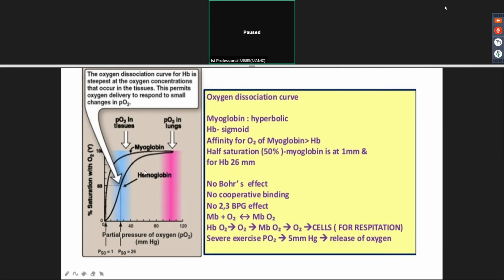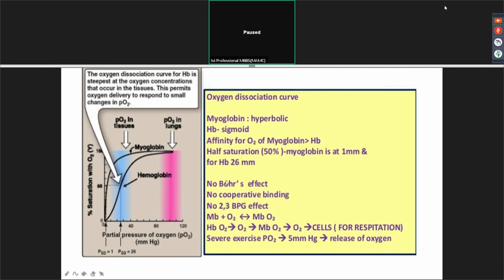The myoglobin curve is hyperbolic, hemoglobin is sigmoidal. The oxygen affinity is more in myoglobin than in hemoglobin. Half saturation is 1 mm, though some books say 1 to 2, some say 2. So it doesn't matter. And for hemoglobin, it is 26 millimeter.